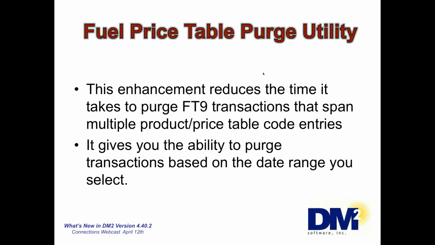So what we did was we enhanced the system to reduce the time it takes to purge the FT9 transactions that span multiple products and price table code entries. So it gives you the ability to purge transactions based on a date range you select. So you can go in, enter a date range, and then have the system purge those records, taking into account if there are multiple products referring to them or if they have multiple price table codes. All that kind of stuff will take care of it for you.